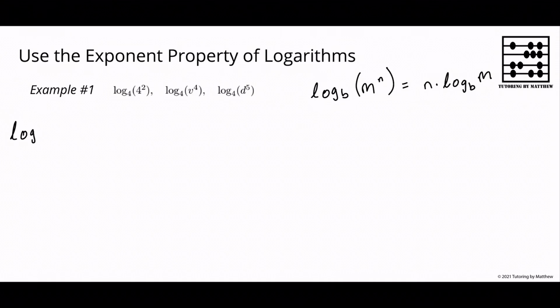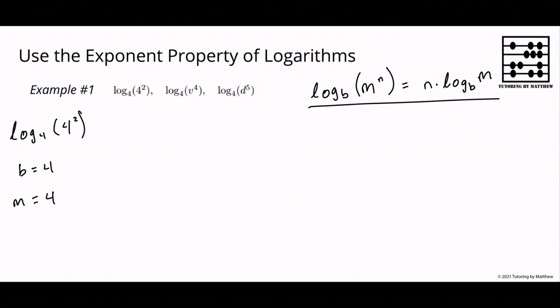So the first one is log base 4 of 4 to the second power, or 4 squared. Well, right away we can see that b is equal to 4 using our properties over here. M is the base inside the parentheses, which is equal to 4 also, and n is equal to 2. So what this property says is to bring down the n in front of the log and just keep the base, which is m, or 4 in this case, on its own. So that would mean bringing down the 2 and multiplying that by log base 4 of 4.